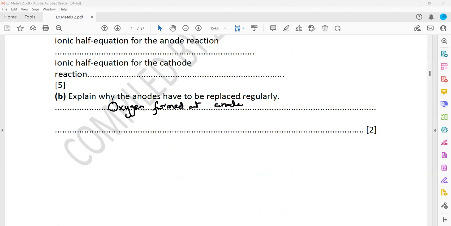So oxygen which is formed at... Sir, Umar says he can join the class. Yeah, I read his message. I just read the message.